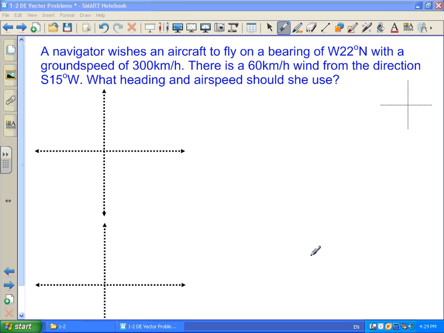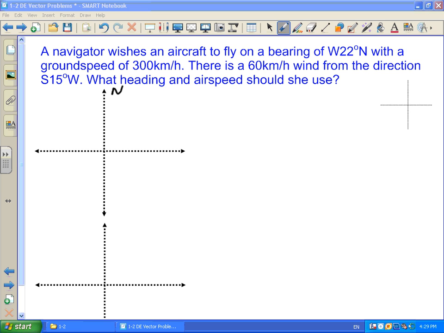So this is another one of these airplane questions involving airspeed and ground speed and wind speed here. We're told that a navigator wishes an aircraft to fly on a bearing of west 22 degrees north with a ground speed of 300 kilometers per hour. So that is obviously the ground speed, or the ground velocity, that we're given here.